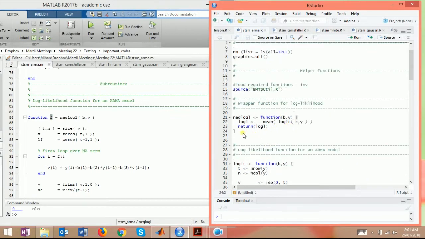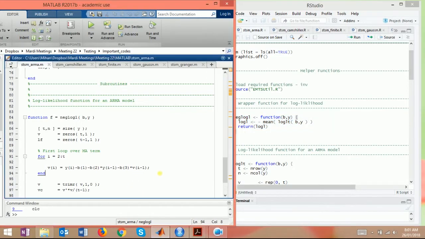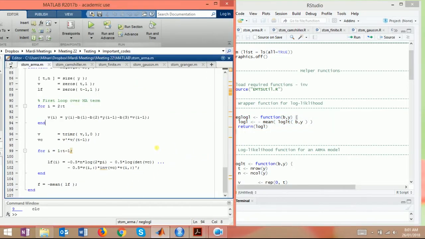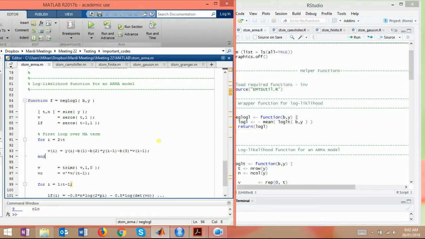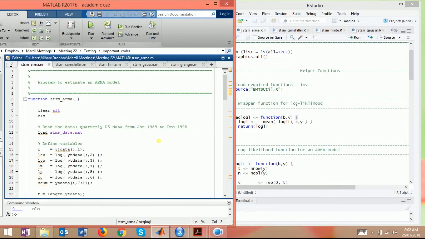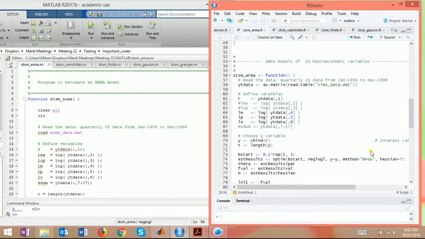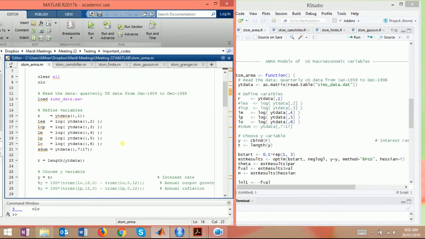And we can do it in two steps, just that is done in R. So this is the function. That function contains both the loop estimation of our residual, structure residual, and log likelihood function. Now we can estimate our ARMA model, and in ARMA we first start with inputting the data.